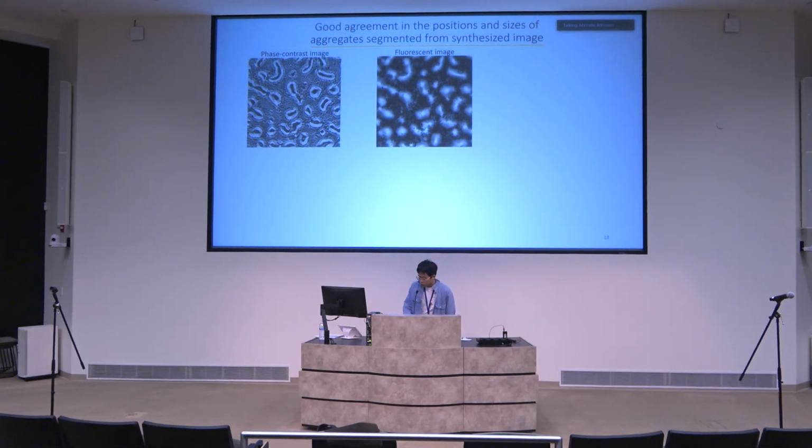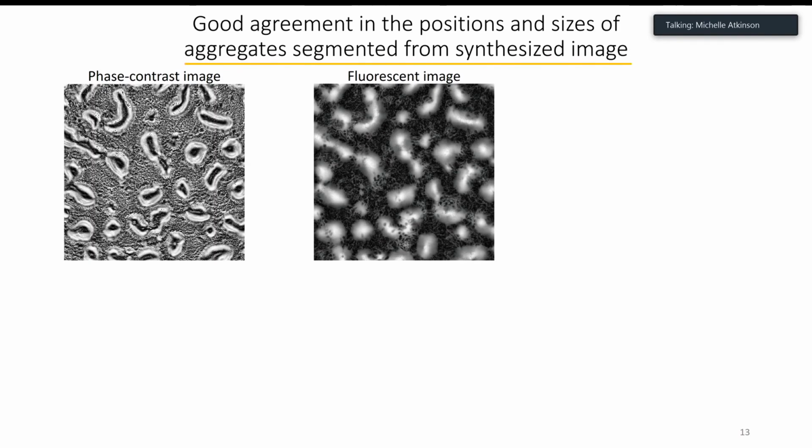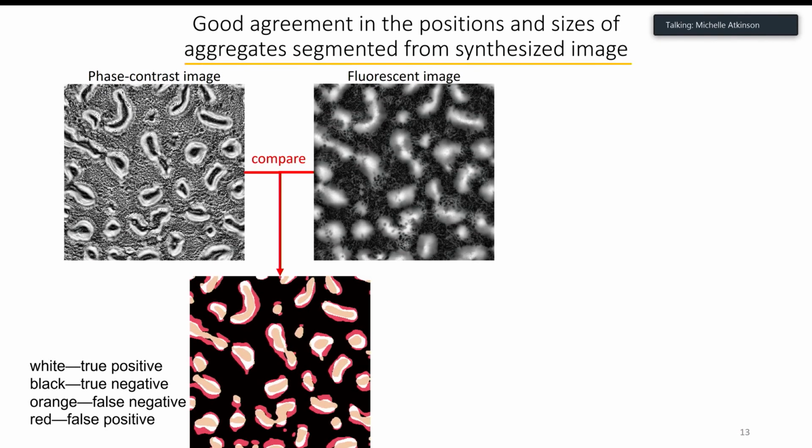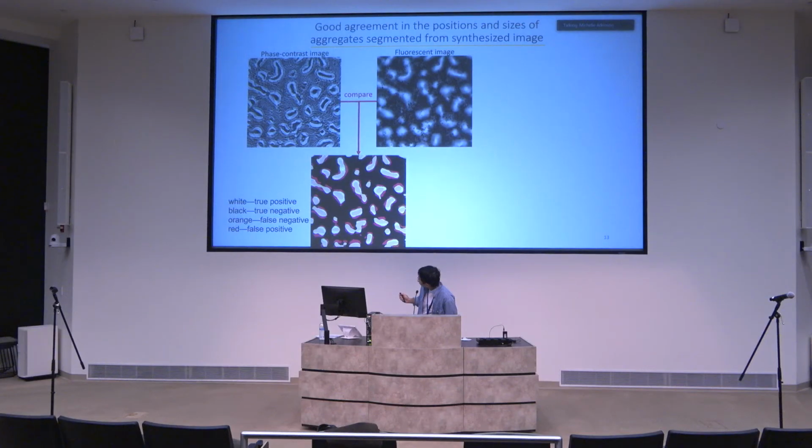And next, we want to compare the aggregates segmented from different images. Using the same segmentation method, the comparison result is shown below. The red area is the aggregate segmented from the compared image, but not in the real image. And the orange shows the aggregates in the real image, but not in the compared image.